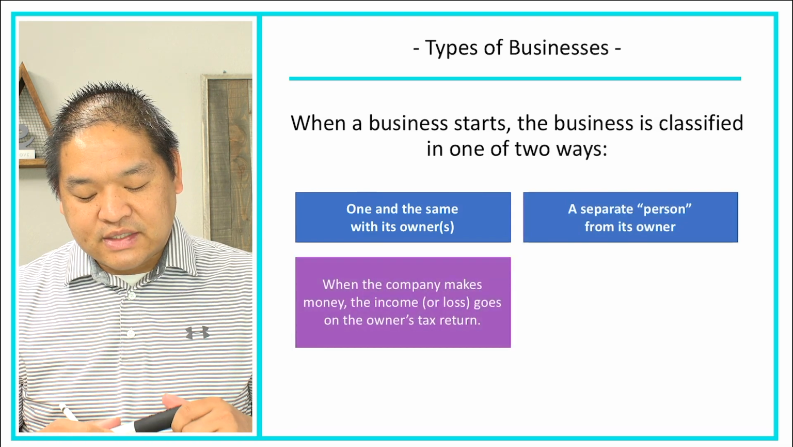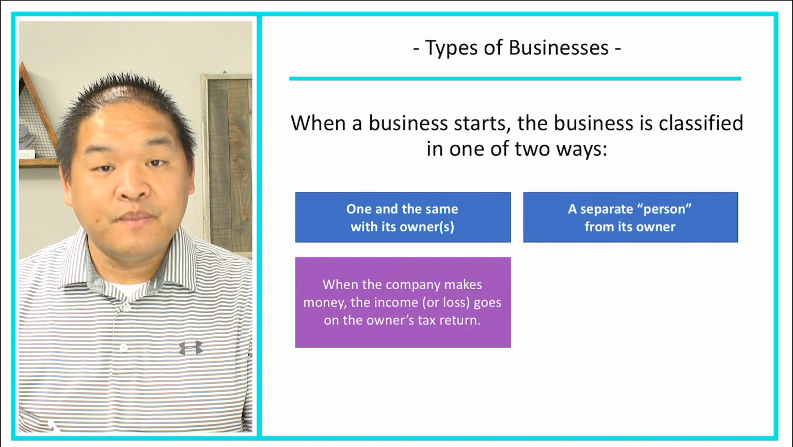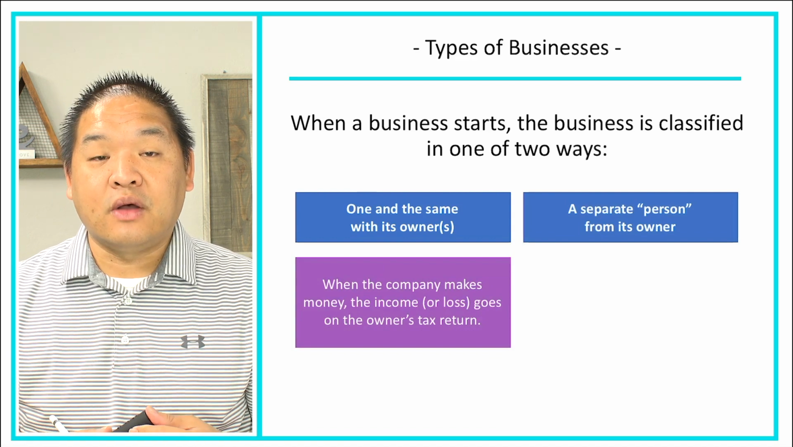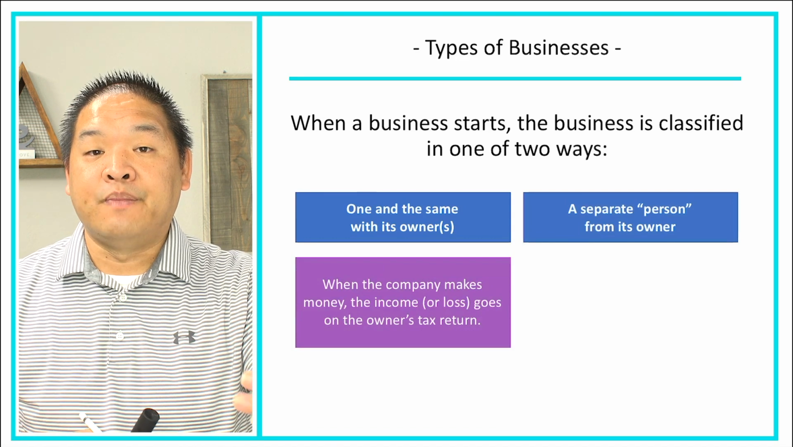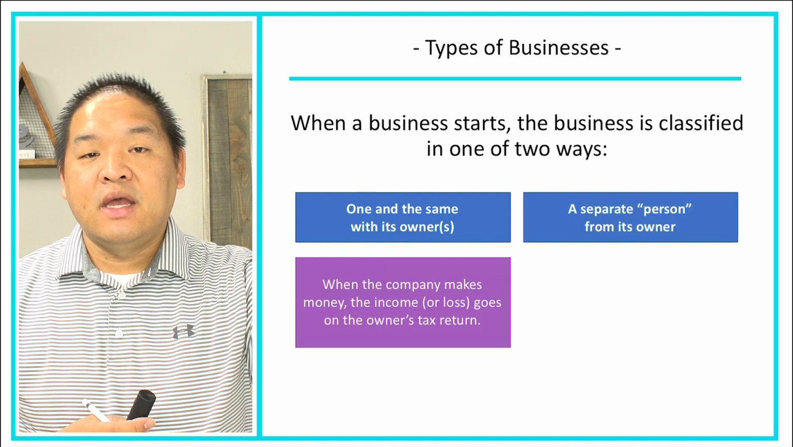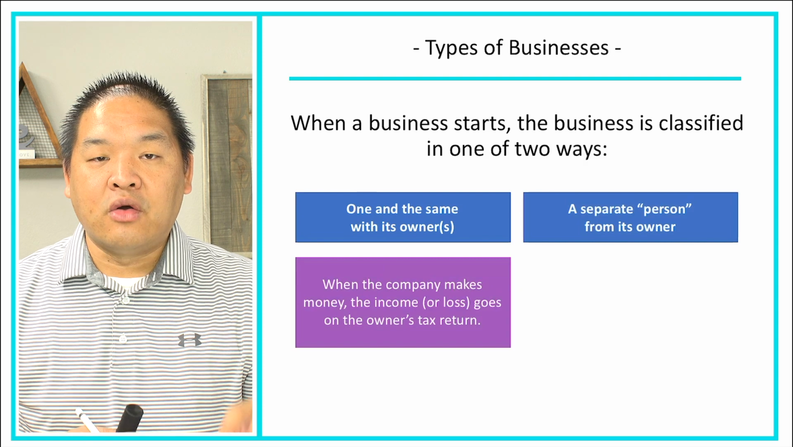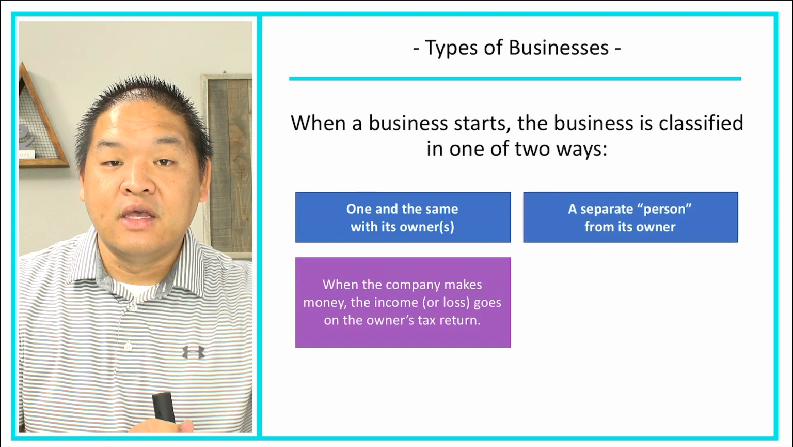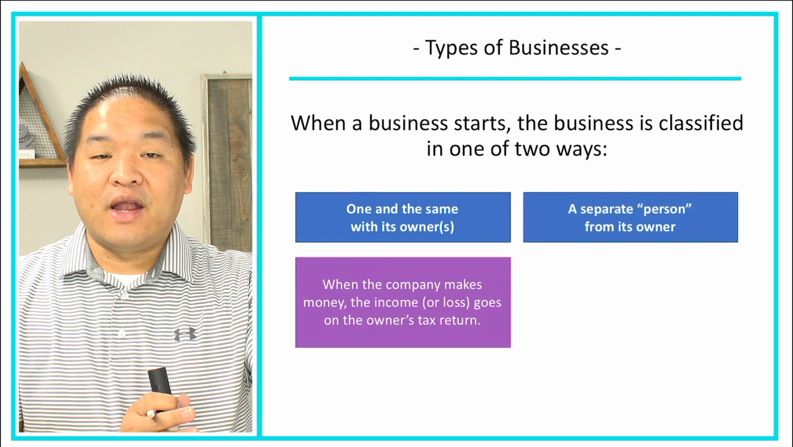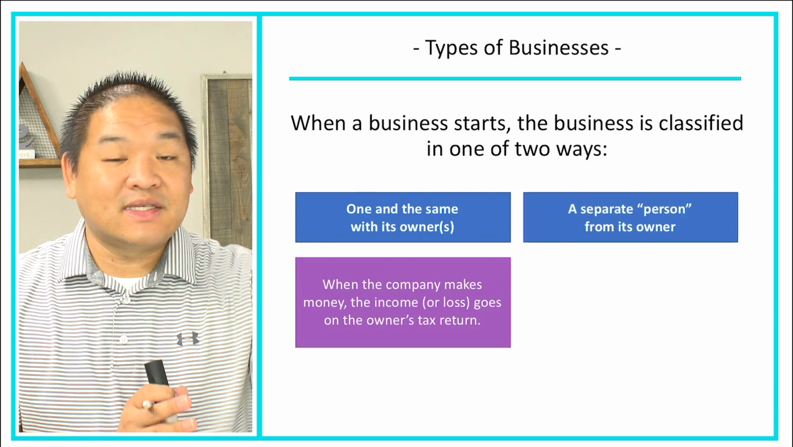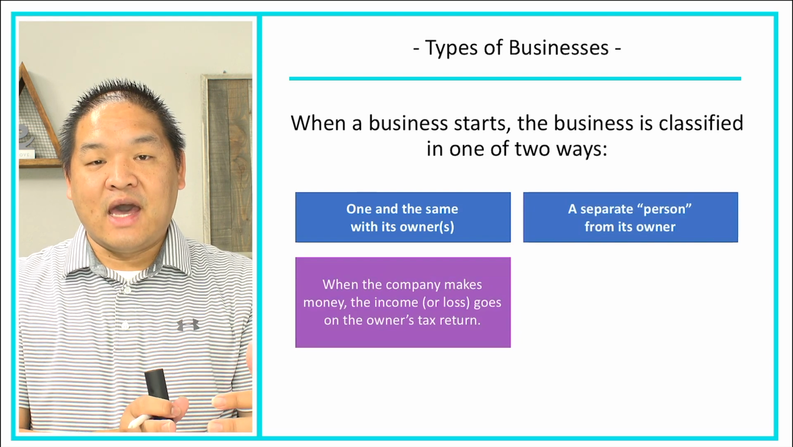When we talk about one and the same as the owner, when the company makes money, the income or loss will also go onto the owner's tax return. So if the business makes money, that income goes onto the owner's tax return directly. The company doesn't prepare a separate tax return, so they're not separate, they are one and together.